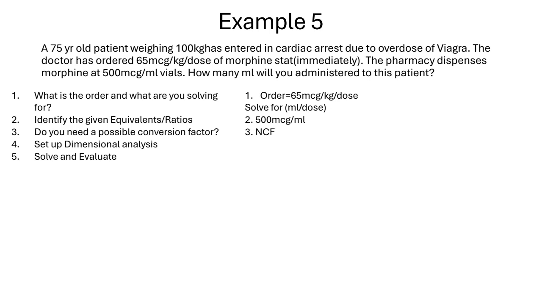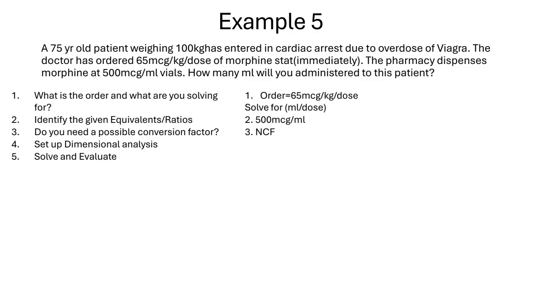A 70-year-old patient weighing 100 kilos has entered cardiac arrest due to an overdose of Viagra. The doctor has ordered 65 micrograms per kilo per dose of morphine. That means immediately. The pharmacy dispenses morphine at 500 micrograms per ml vials. How many mLs would you administer to this patient?